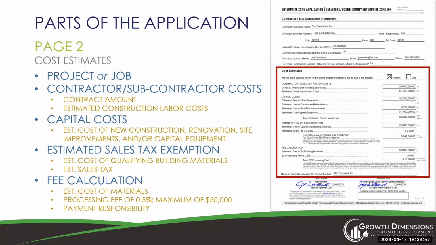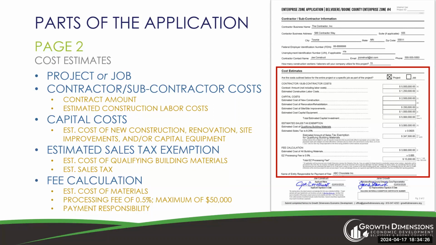Next is the estimated amount of sales tax exemption. Here, you will put the estimated cost of all qualifying materials that will be purchased for the project or job. Qualifying materials are those that will be permanently affixed to the property, site, and or structure. The capital costs do not necessarily reflect the estimated costs of these materials, since some of the purchased materials may not be affixed to the property.